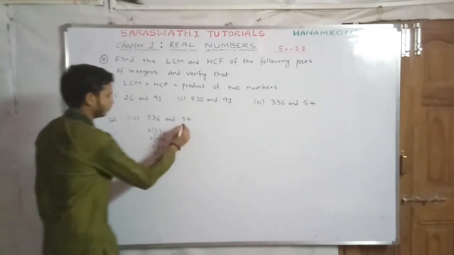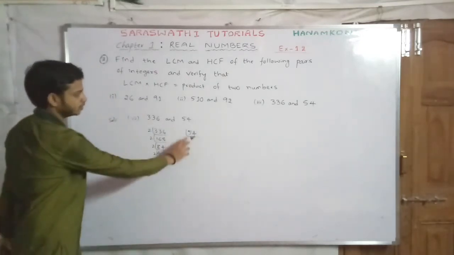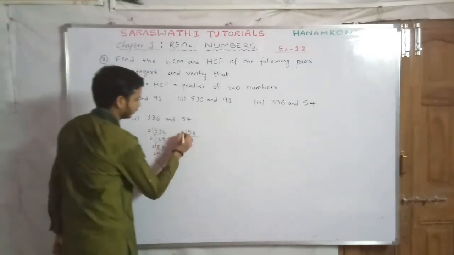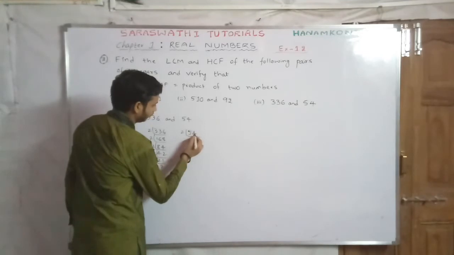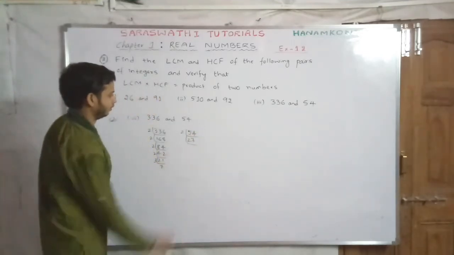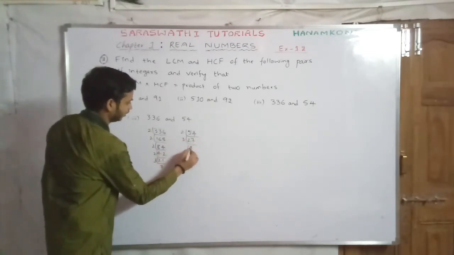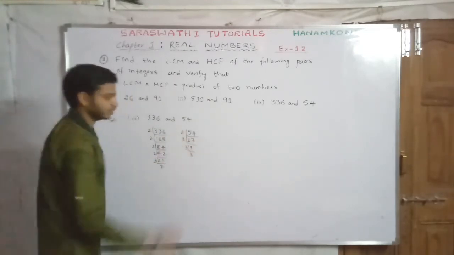Okay, so now let us factorize 54. The last digit 4 is even, so it is divisible by 2. 2 twos are 4, 2 sevens are 14. Again, 2 plus 7 is 9, that means it is divisible by 3. 3 nines are 27. Again 9 is divisible by 3. 3 threes are 9.